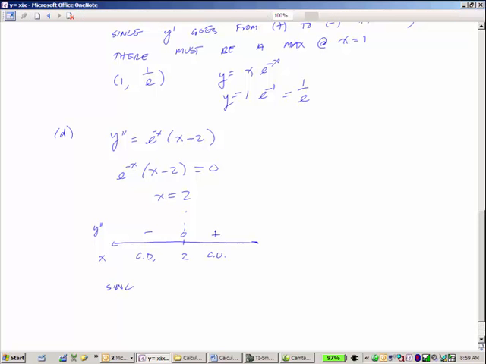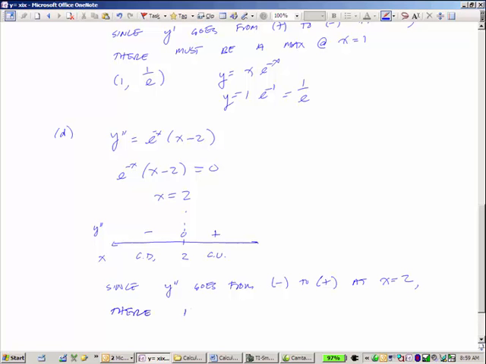Or, since the second derivative goes from negative to positive at x equals 2, there's a point of inflection at x equals 2. And you really need to see that change in concavity. You need to see the concavity change to say there's a point of inflection. And you need to write that sentence. You need to take that sign chart and put it into a sentence.